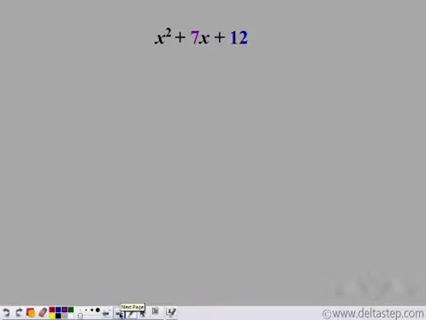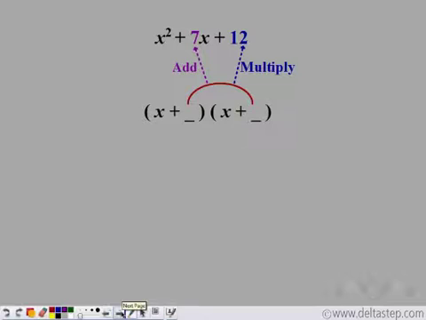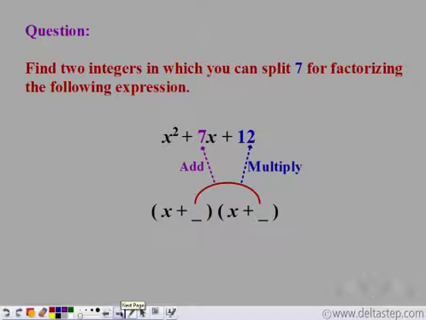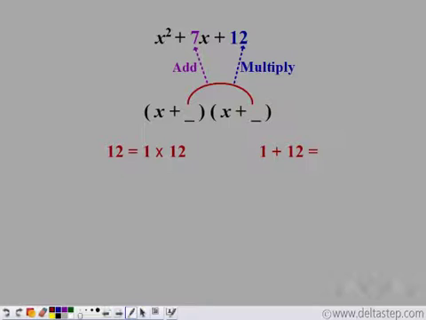Now, let us solve one more example. We have x square plus 7x plus 12. This is of the form x square plus something into x plus something. So, let us try and find two numbers such that their sum is equal to 7 and their product is equal to 12. Can you try and find two such numbers? Now let us consider the different factors of 12. 1 into 12 is equal to 12. What is 1 plus 12? It is 13. 13 is not equal to 7.